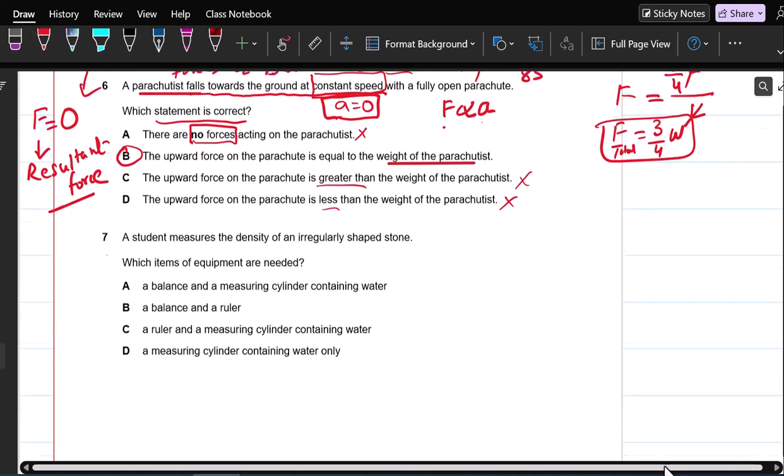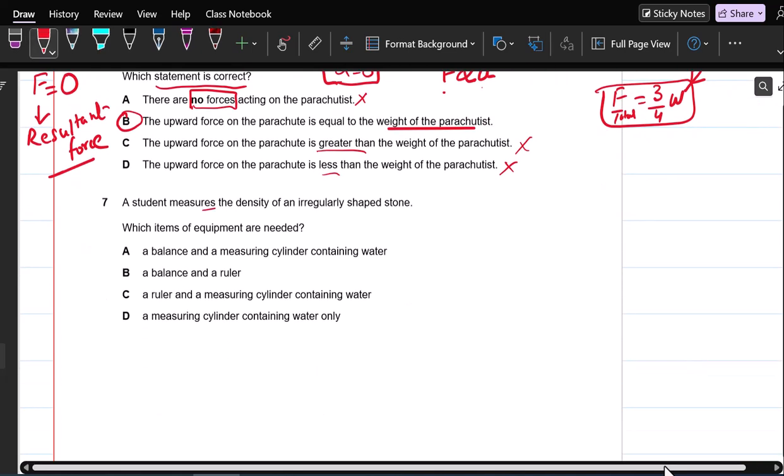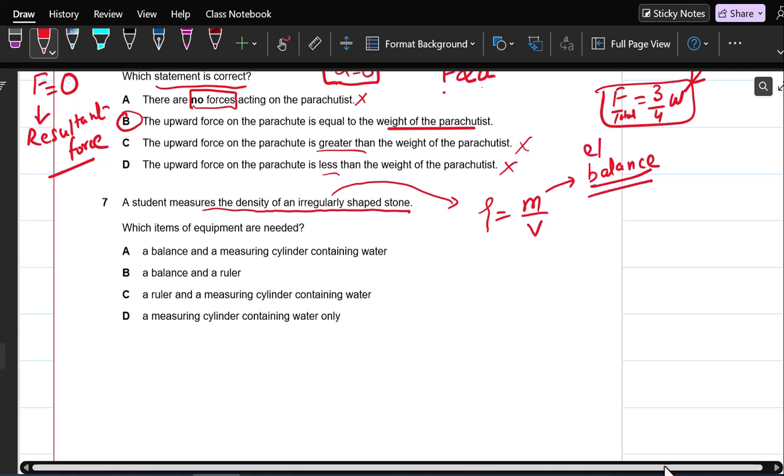So, question number 7. A student measures the density of an irregularly shaped stone. Density is equal to mass over volume, mass per unit volume. So mass can be determined by using a balance, an electronic balance, and volume can be measured by using a measuring cylinder because it is an irregularly shaped stone.